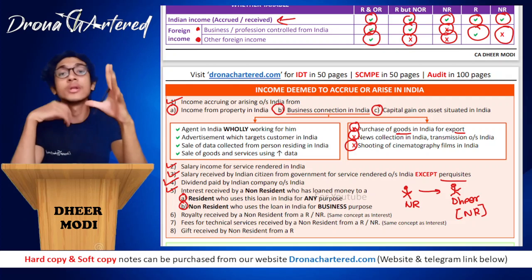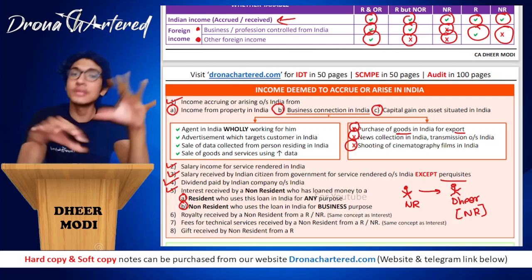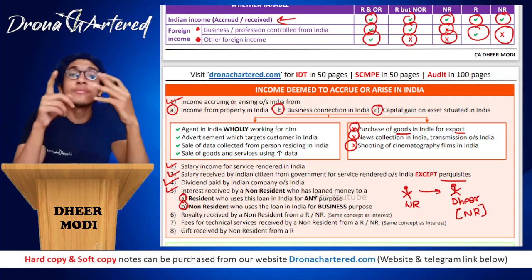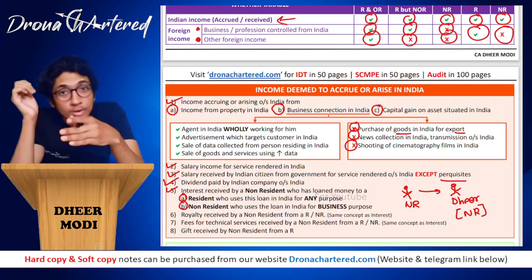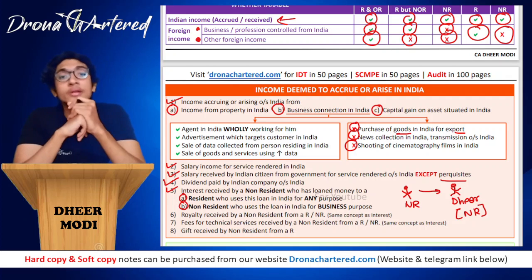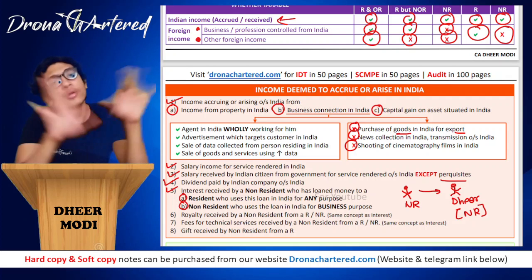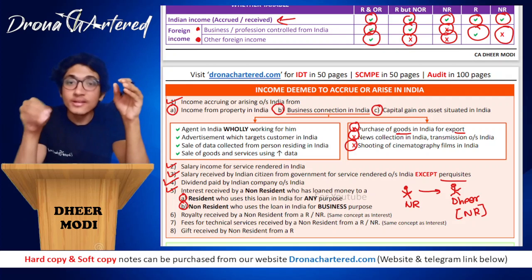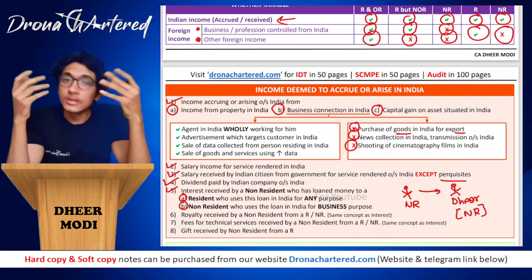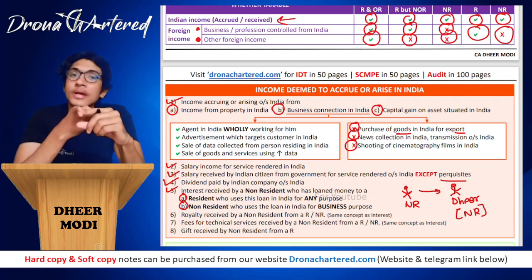Only if this loan is related to business purpose, otherwise it will not be added. So to summarize, if a non-resident gives a loan to a resident, the resident can use it for any purpose, it does not matter. The interest that the non-resident earns will be income deemed to accrue or arise in India.